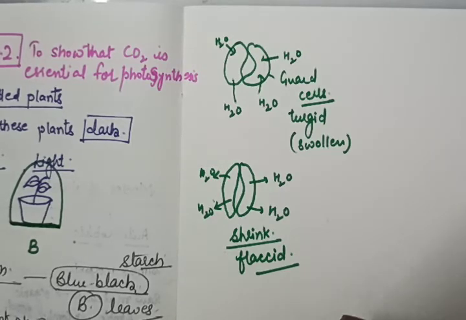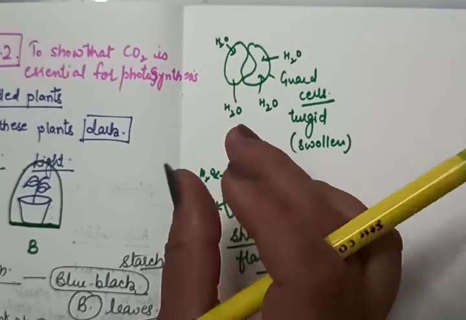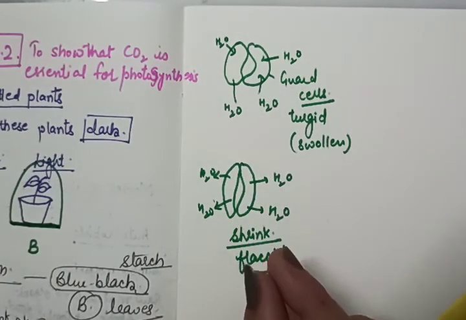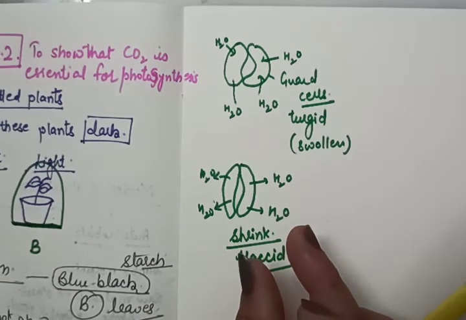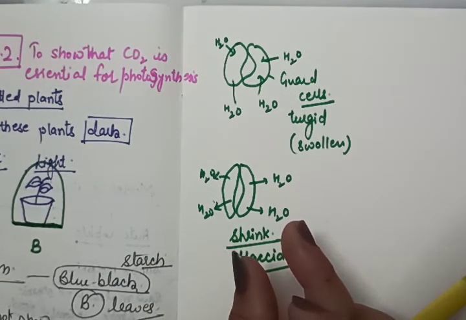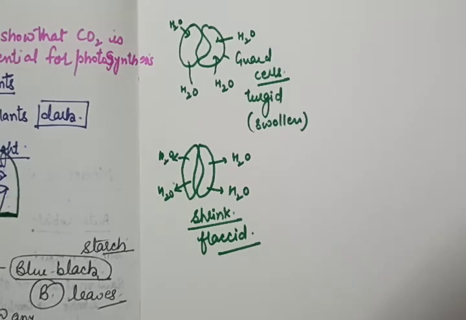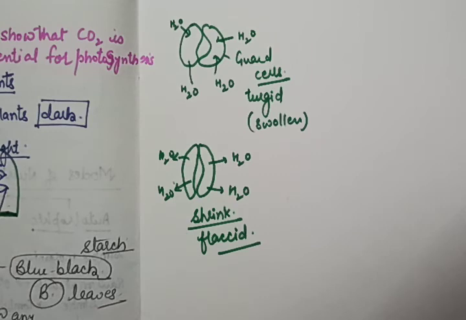I will repeat it again. When the guard cells gain water, they swell up and the stomatal pore opens. When the guard cells lose water, they shrink and the stomatal pore closes. So in this way the stomatal pore opens and closes. So in this way, we have finished our autotrophic nutrition, in which we have done photosynthesis, events of photosynthesis, site of photosynthesis, activities related to photosynthesis, and the stomata.